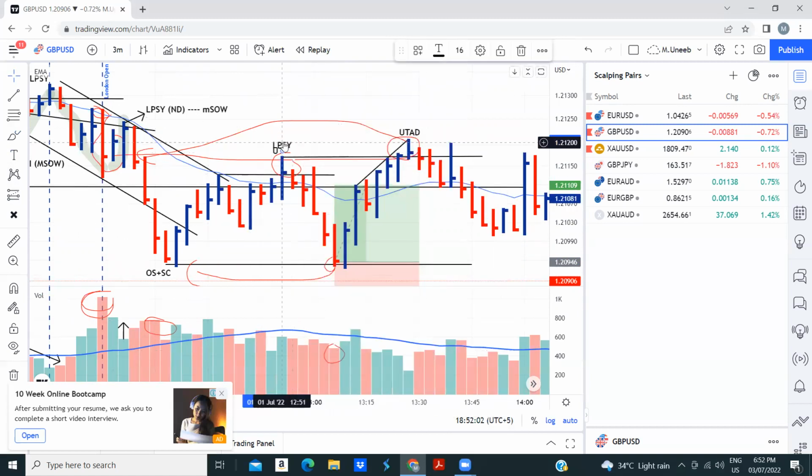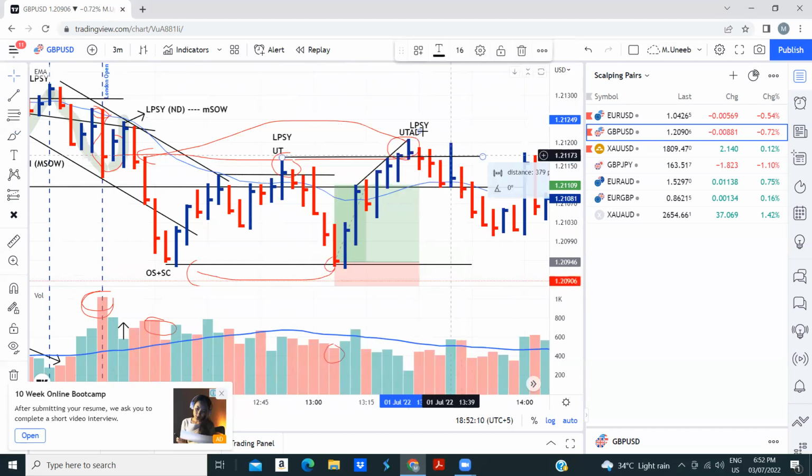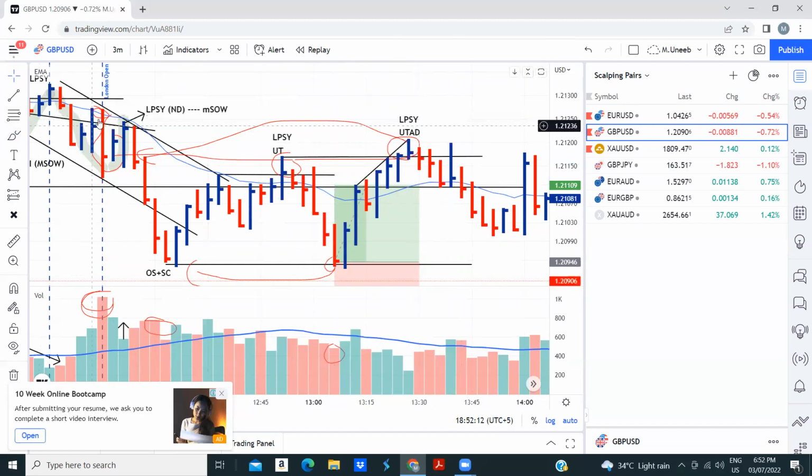Right or wrong? This is also LPSY, second LPSY. Because LPSY is an upward move after falling through ice. If this is falling through ice, this is also falling through ice as a whole, then this should be LPSY, right? Do you understand, right?